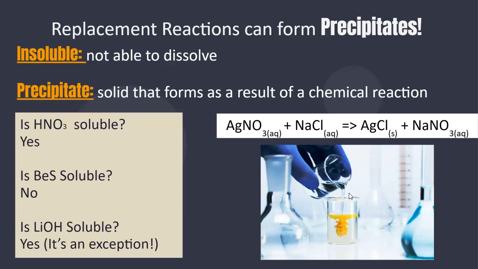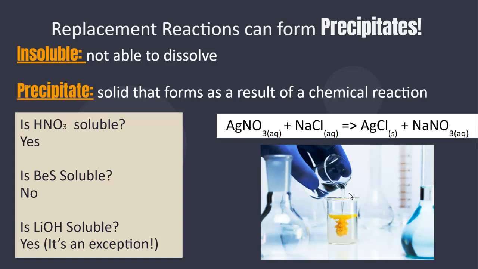But notice that most of the compounds have aq next to them, meaning that they are aqueous. They are able to dissolve. But AgCl has an s next to it, meaning that it's a solid. After the AgNO3 and the NaCl form their new compounds, the AgCl is no longer soluble, so it ends up forming a solid precipitate.